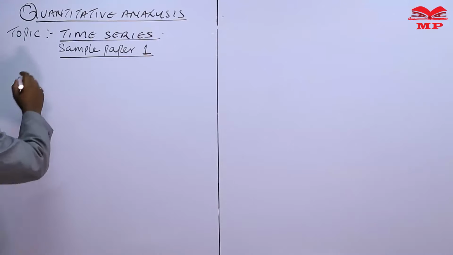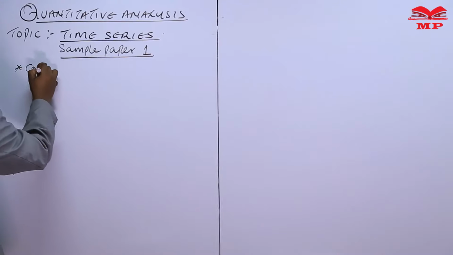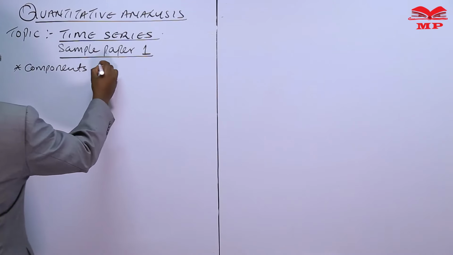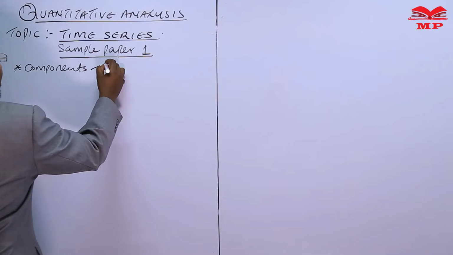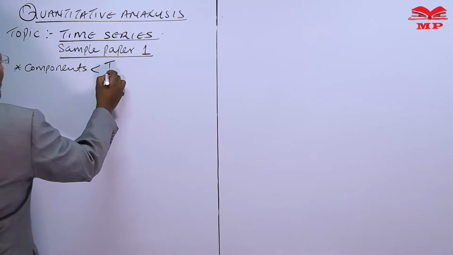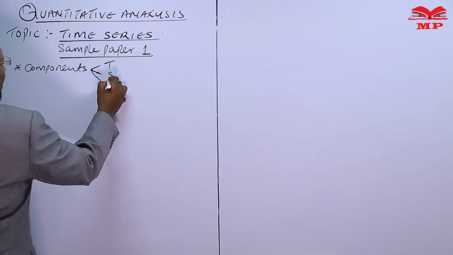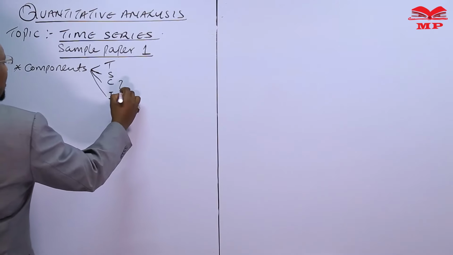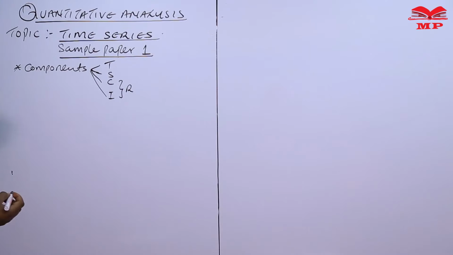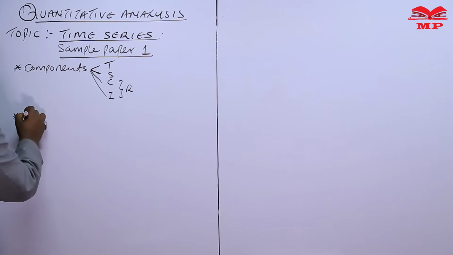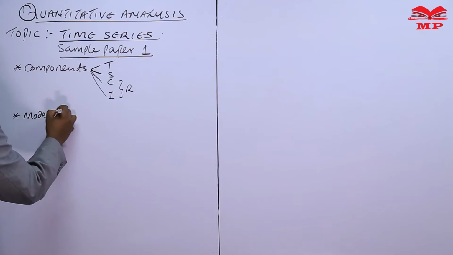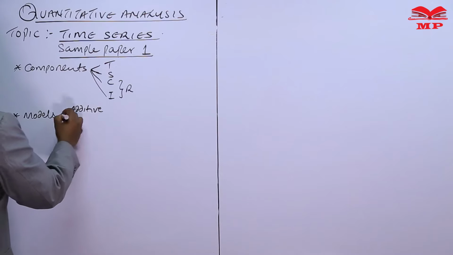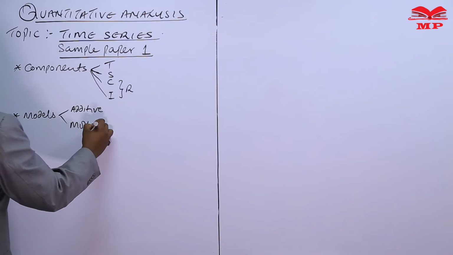Now, when we talk of time series, that should remind us of the components and also the models. The components are the secular trend, the seasonal variation, the cyclical variation, and the irregular variation, which is the residual variation. Talking of the models, we have the additive and the multiplicative.